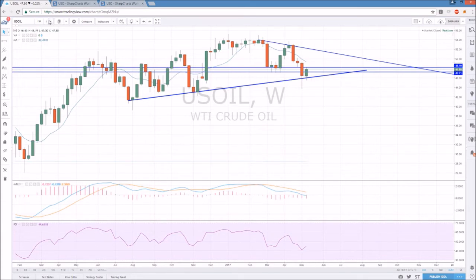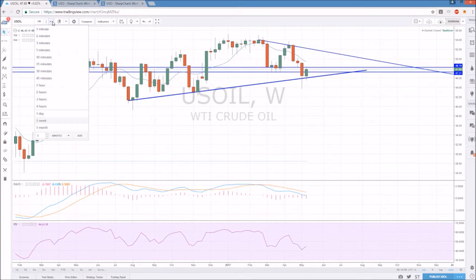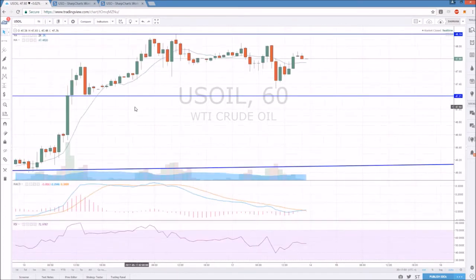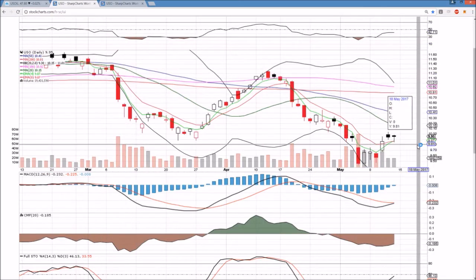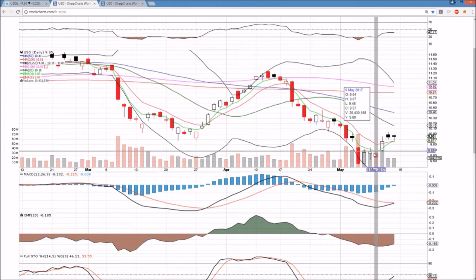So that's what we've got on tap for oil. Bulls have some control, and that key support on the hourly time frame to be watching is 47.21. So USO on the daily time frame shows that bull break, and we have a similar pattern here.